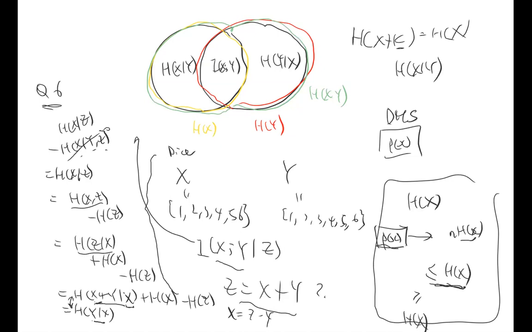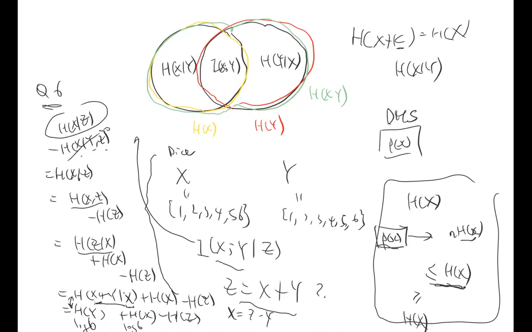Now because X and Y are independent, this is actually just equal to H(Y). So it's basically H(Y) plus H(X) minus H(Z). Maybe I just write it directly here. So that would be equal to this guy here. H(X) and H(Y) is simple, it's just equal to log 6. So this is just log 6 here.